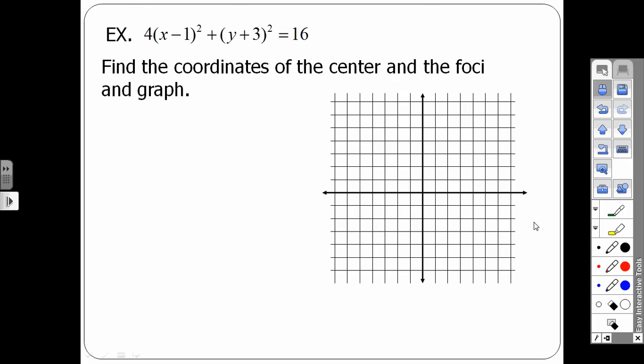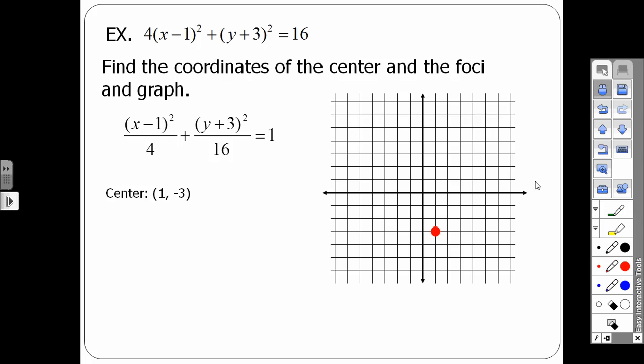Next one, find the coordinates of the center and foci and graph. Okay, so this time we need to divide through by 16 first. In this case, we have a center that is not the origin, so we haven't done one of those yet. Reading off what the center is, the opposite of this and the opposite of that, (1, -3). Let's plot it. So go over 1, and down 1, 2, 3.